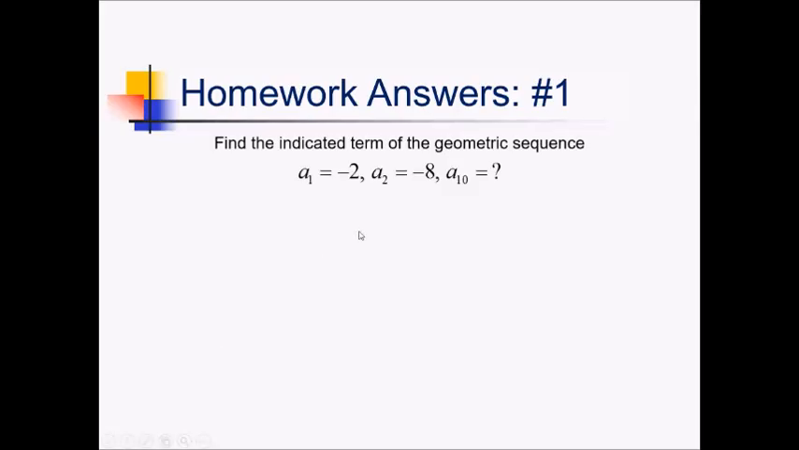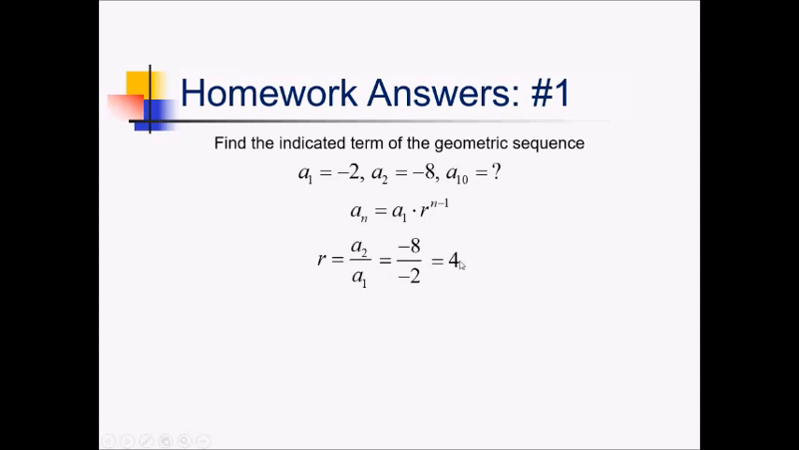For this problem, we want to find the 10th term of a geometric sequence that starts with -2, and the next term is -8. So let me write my general nth term formula. A sub n equals a1 times r to the n minus 1. And then for a1, we've got -2. For r, we just divide one term by the term before it to figure out what we have to multiply by each time. So -8 divided by -2 gives us a common ratio of 4.